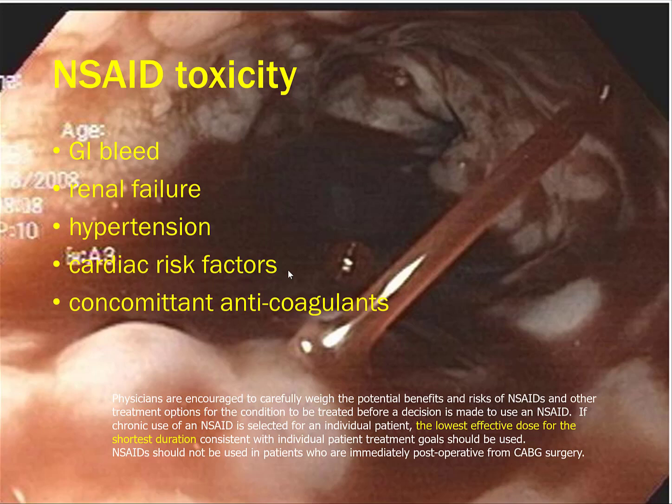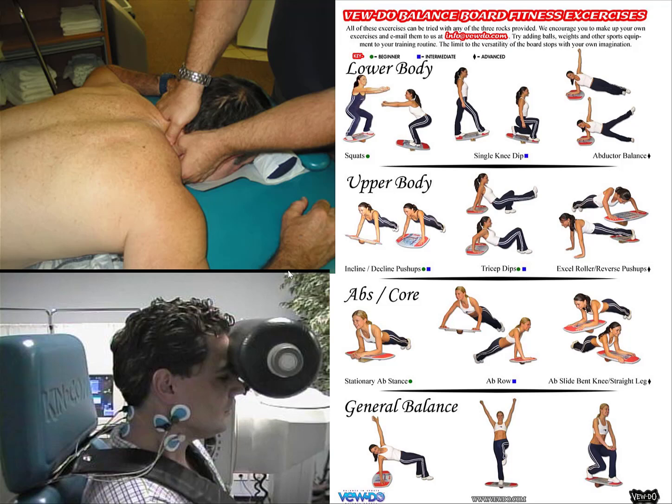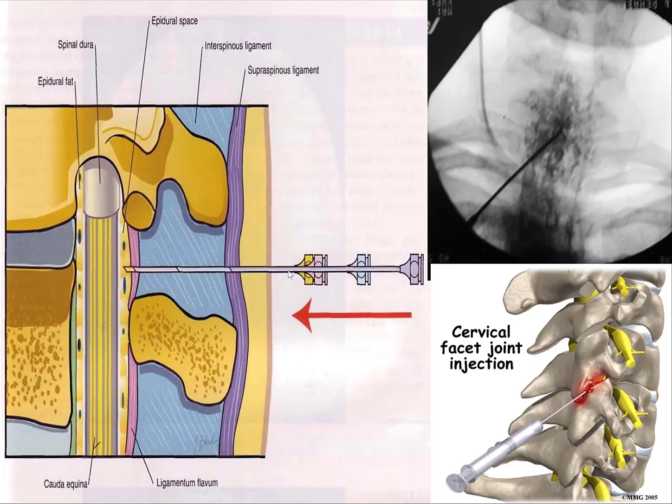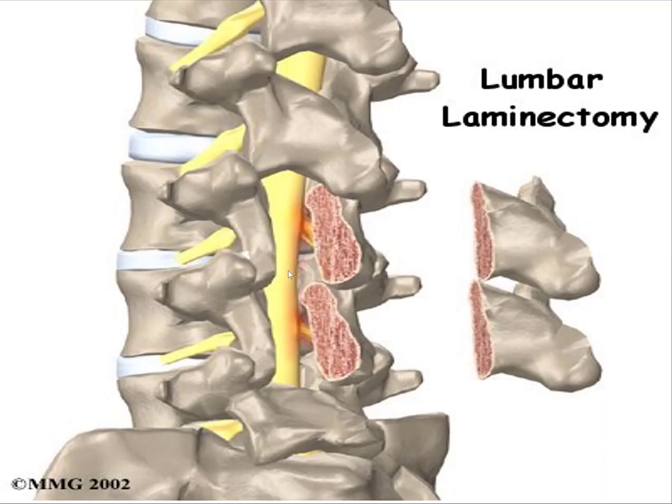So nonsteroidals come with some risks: gastrointestinal bleed, renal failure, high blood pressure, cardiac risk factors. And if people are on anticoagulants, you can't use them. Physical therapy, core strengthening is a non-operative option. Epidural steroid injections or spinal injections in general are an option.